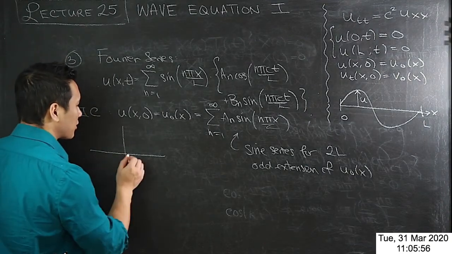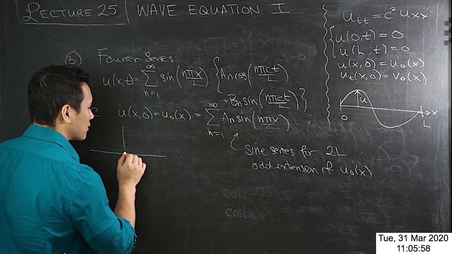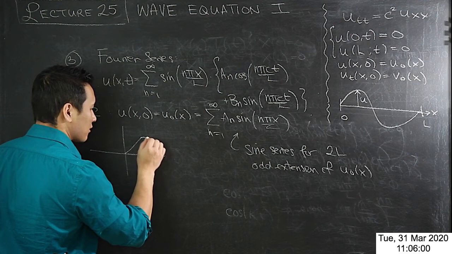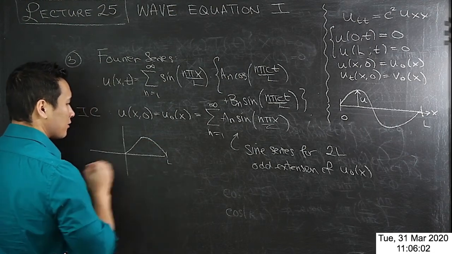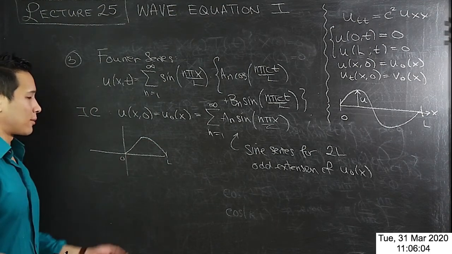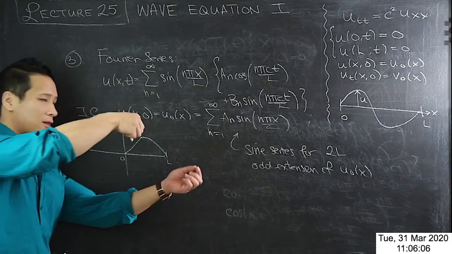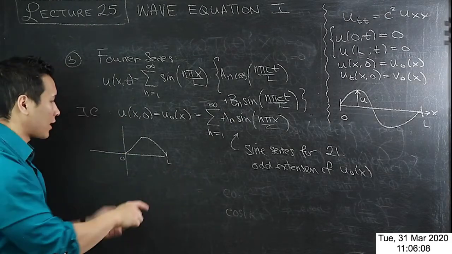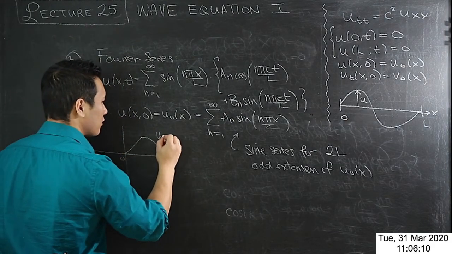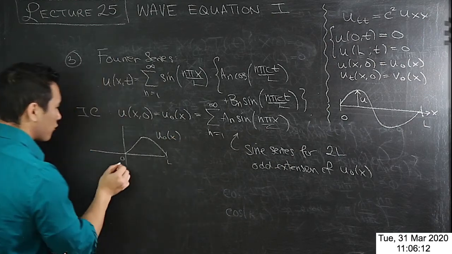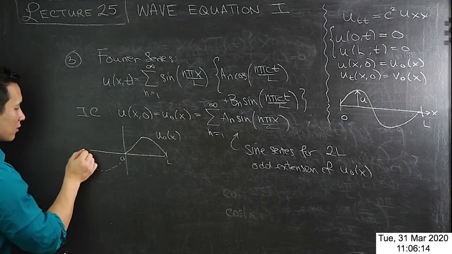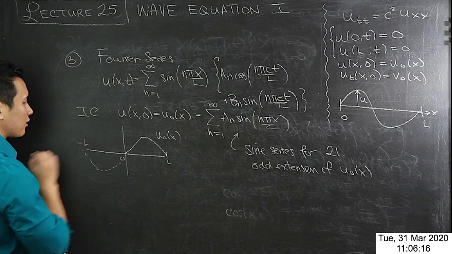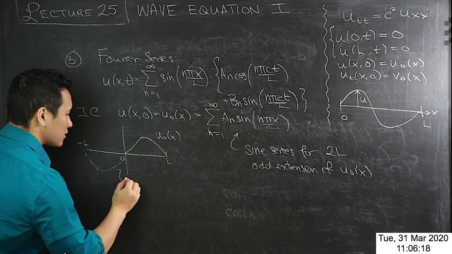So for instance, suppose I'm going to pluck the string like this. This is my L. So I'm going to pick up the string and then just let it go. Okay, this is the u naught of x function. You form the odd extension of it to minus L and 0. So this is u odd.